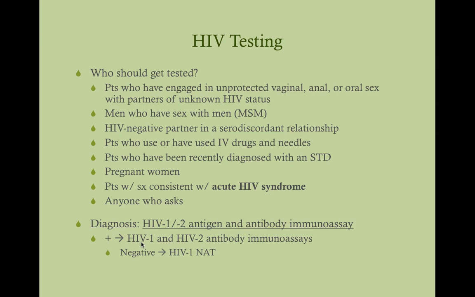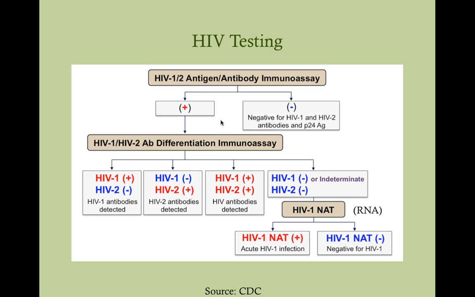Now, if they both come back negative, and then you get the RNA and that comes back negative, then you're going to assume that your original test that came back positive was in fact a false positive. And this comes from the CDC, and it tells you exactly that. If they come back with a positive 4th generation, then you get a differentiation, HIV-1 and HIV-2 antibodies. One of those will probably come back positive. If they both come back negative, then you get an RNA, and that tells you definitively if they have HIV or not. And I'll just add, HIV-1 is the majority of HIV cases. HIV-2 is a little bit rarer. HIV-2 tends to have a less severe course, naturally.